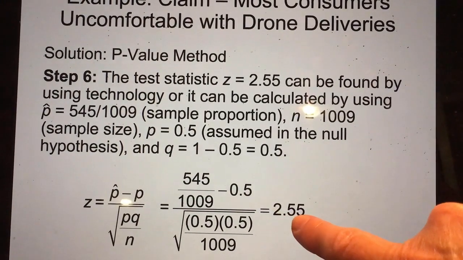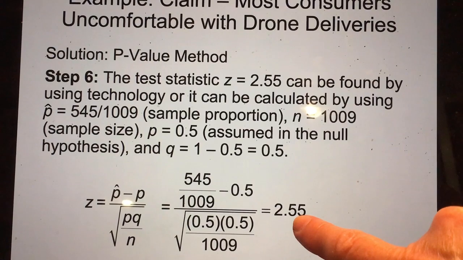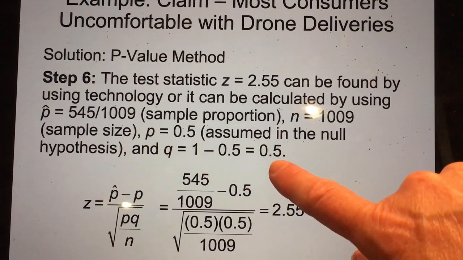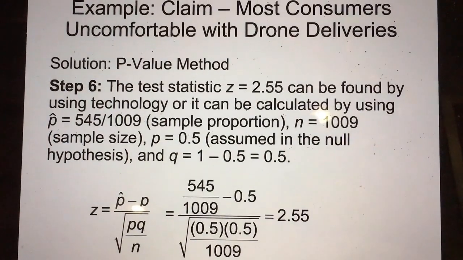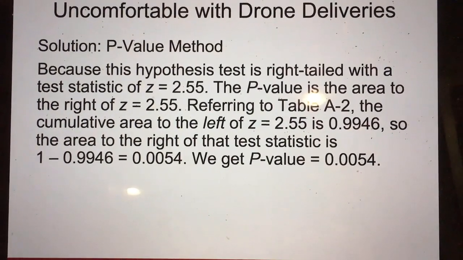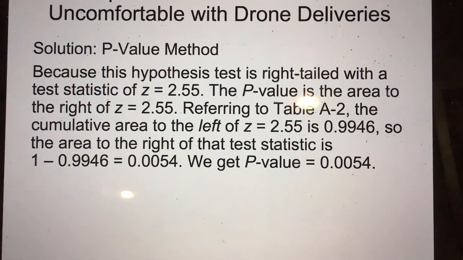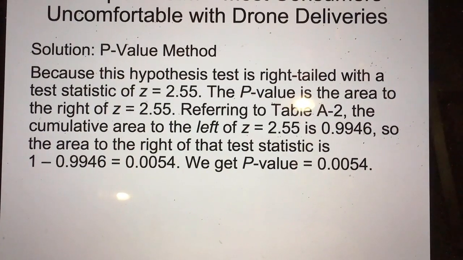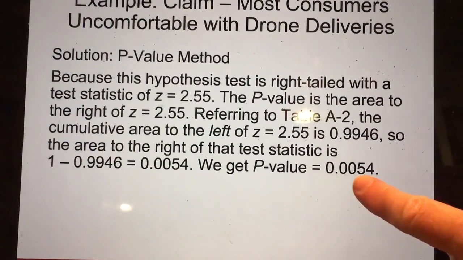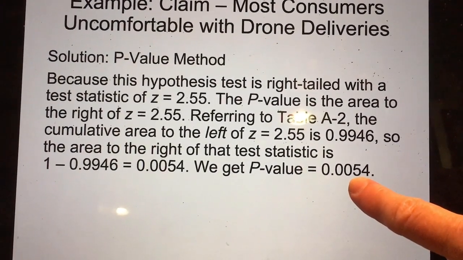So that is the same thing we got with the technology. And then our q there, everything looks good. So then we are continuing with the p-value, but remember we're pretending we don't have technology here, so how do we get this p-value that we saw on the technology screen?